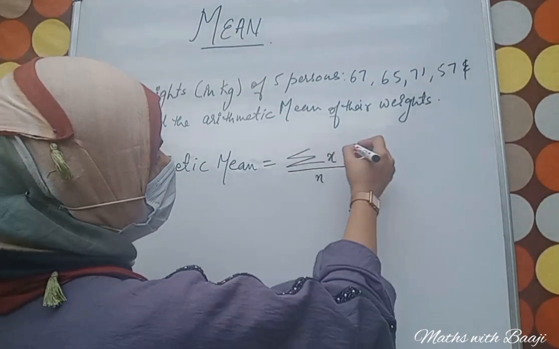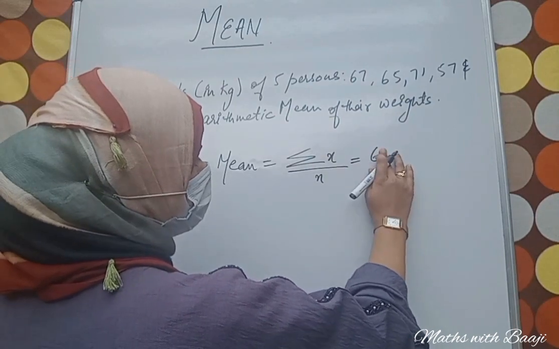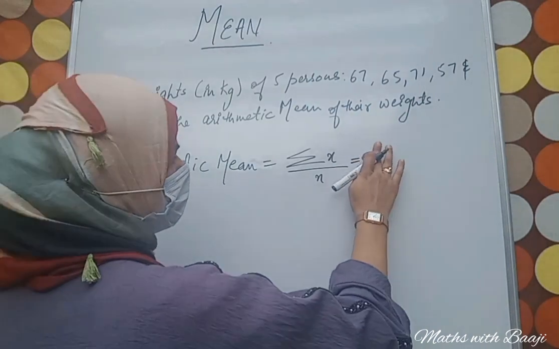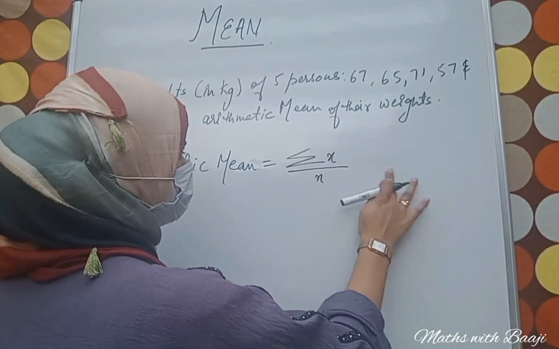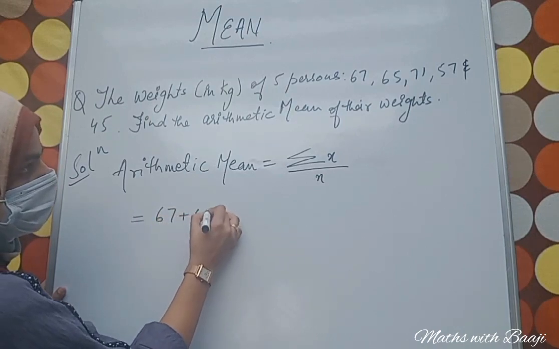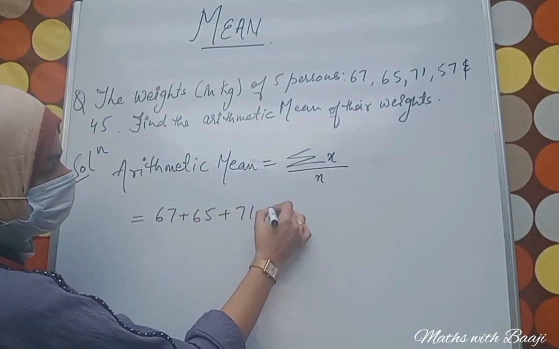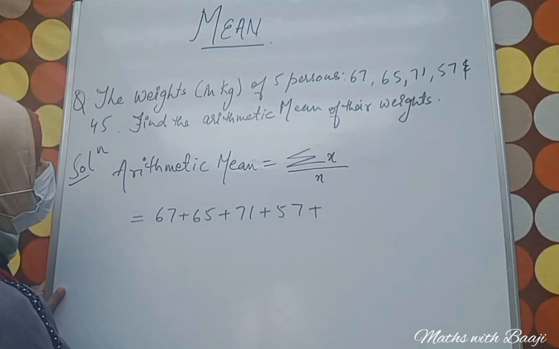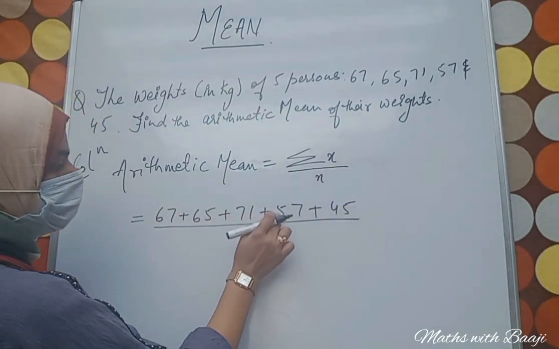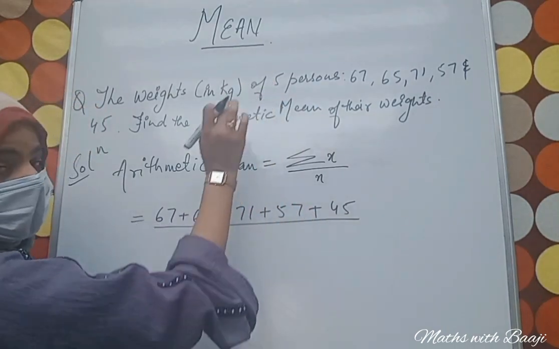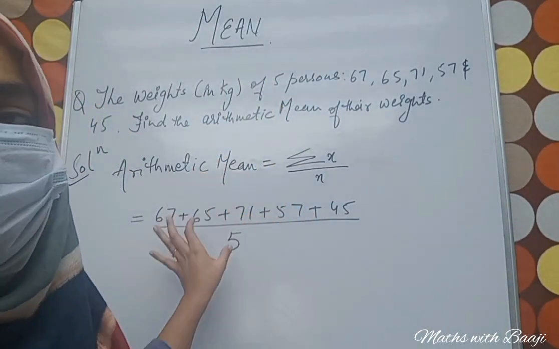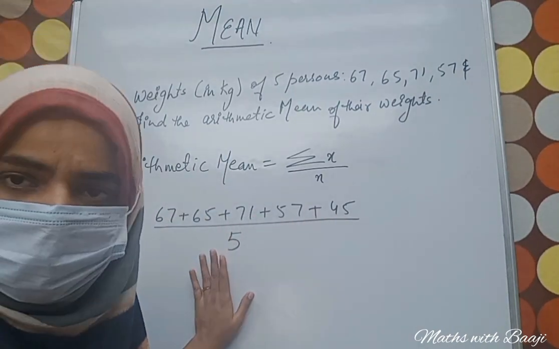So what will we be doing? We will be doing 67. Is it visible on the board? Yes, it is visible. I'll write it on the next line so that it's more clear. So we will write 67 plus 65 plus 71 plus 57 plus 45, and then count 1, 2, 3, 4, 5. Here also 5 is given, so we will write it here directly. If this had not been given, we would have counted and written it over here.